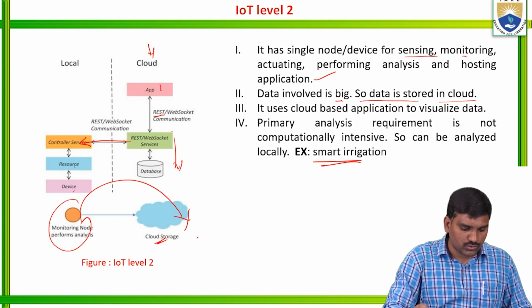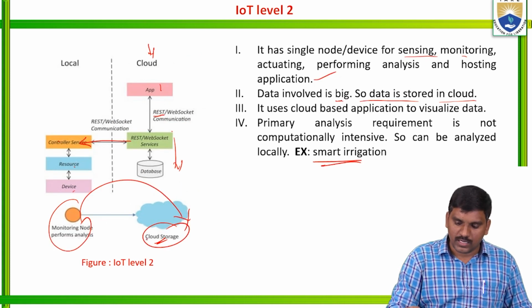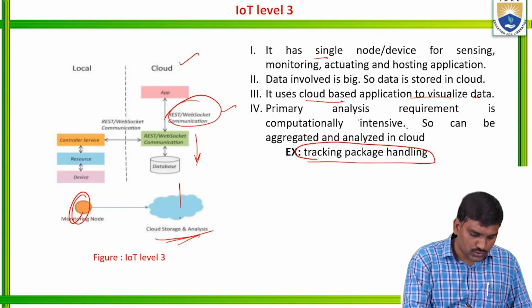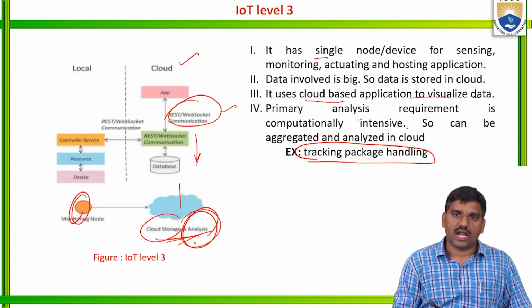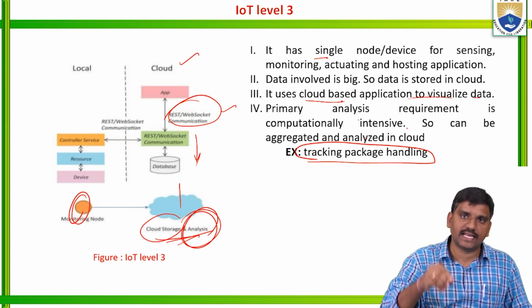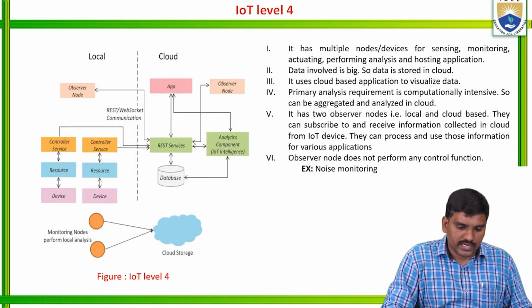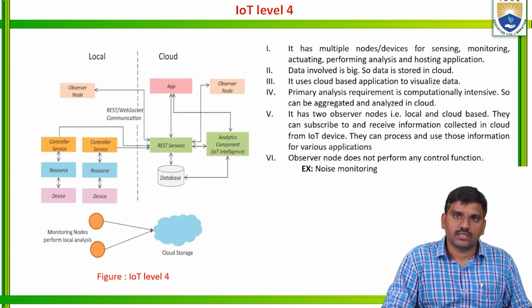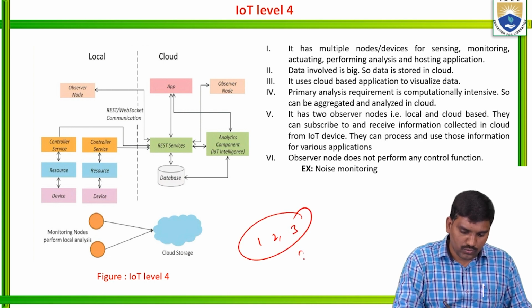But in level 2 only storage is available, while in IoT level 3 there is storage along with analysis. After storing the data, it can be analyzed. Next, level 4. Levels 1, 2 and 3 have only a single node.